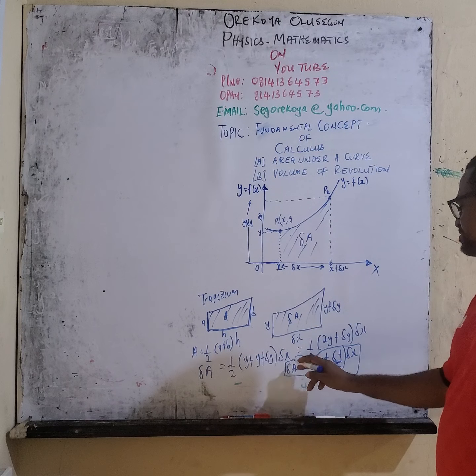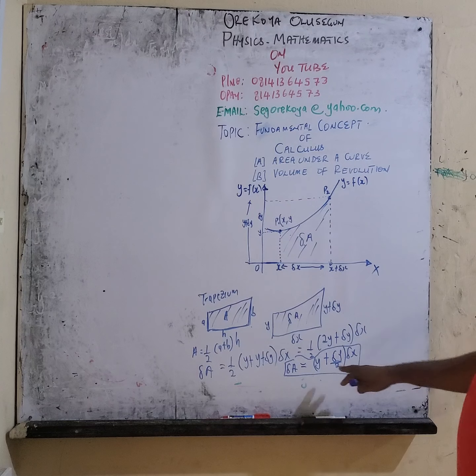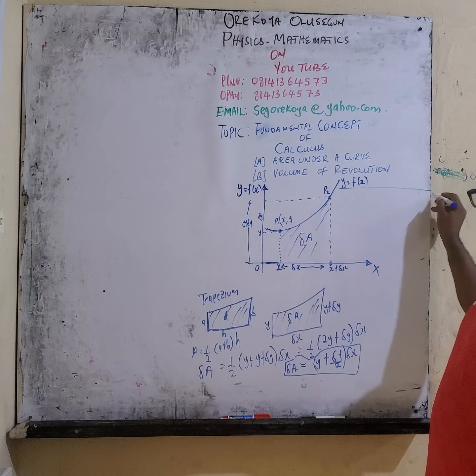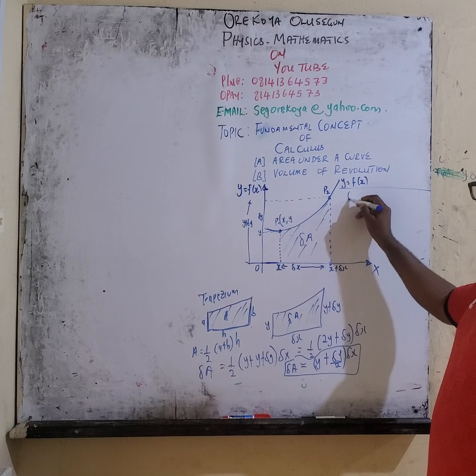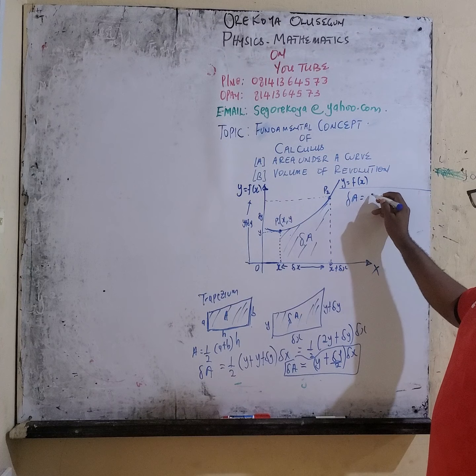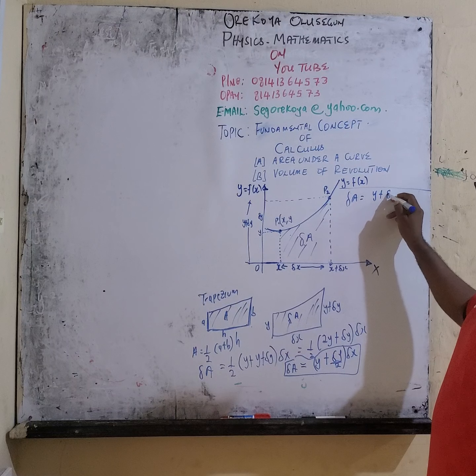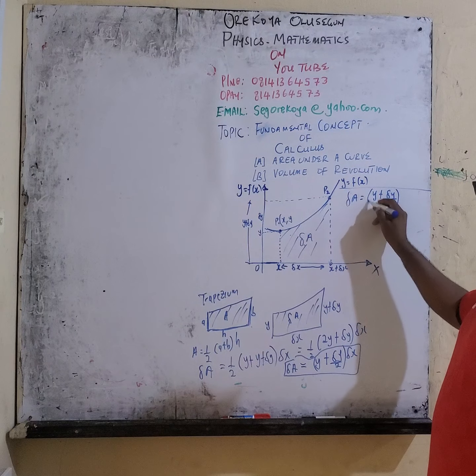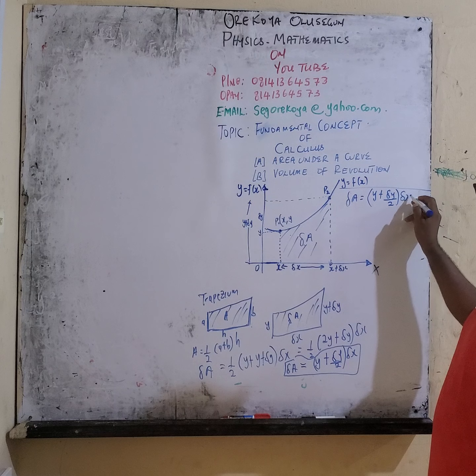We can see here. So I want to write this one here for us to see better. So what I have here now, I can rewrite it as delta A is equal to y plus delta y divided by 2 times delta x.